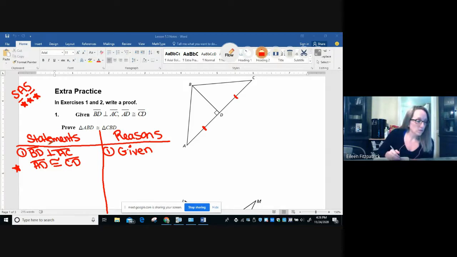From there, what else do you know? Let's look at the diagram. What other things can you conclude? Remember, if you were to slide the 2 triangles apart, what side do they both share in common? BD. BD is congruent to itself. So my second statement is going to be a reflexive statement that BD is congruent to BD, and that's reflexive.